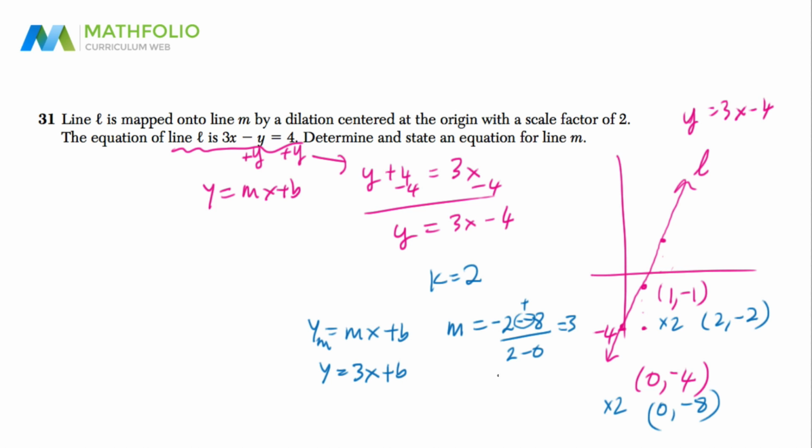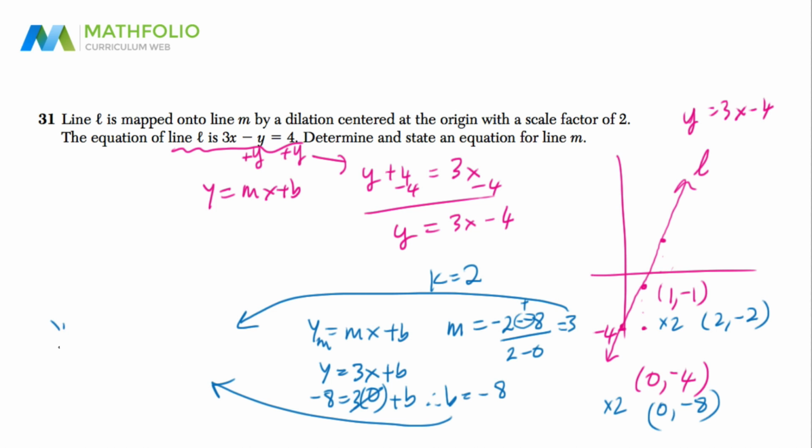Let's plug in one of these points. Let's plug in (0, negative 8). So when x is 0, y is negative 8. So therefore 3 times 0 is 0, so therefore b equals negative 8. And we just plug back in. I'm taking this b, I'm taking this m. So the equation for line M equals 3x minus 8. That is my equation for line M. And the other one, the equation was 3x minus 4.